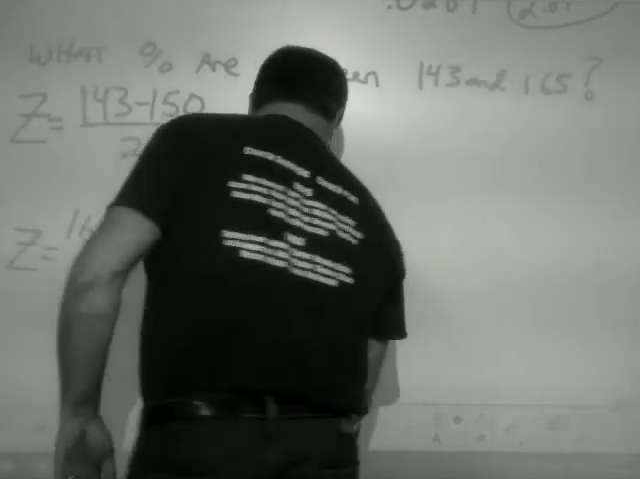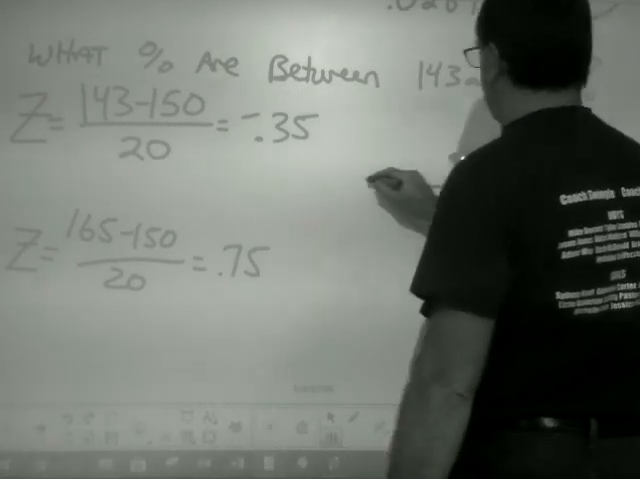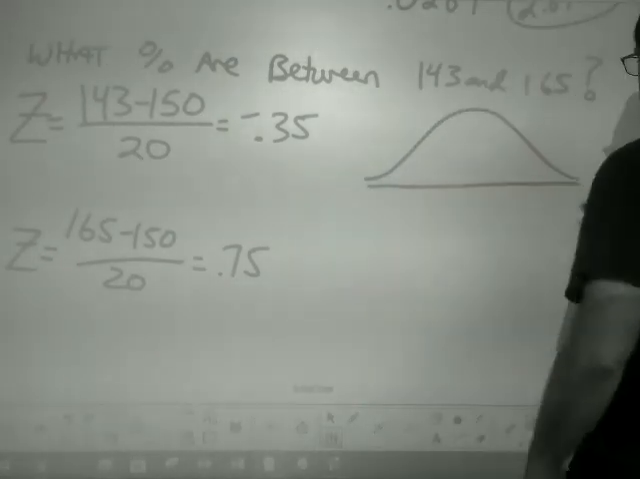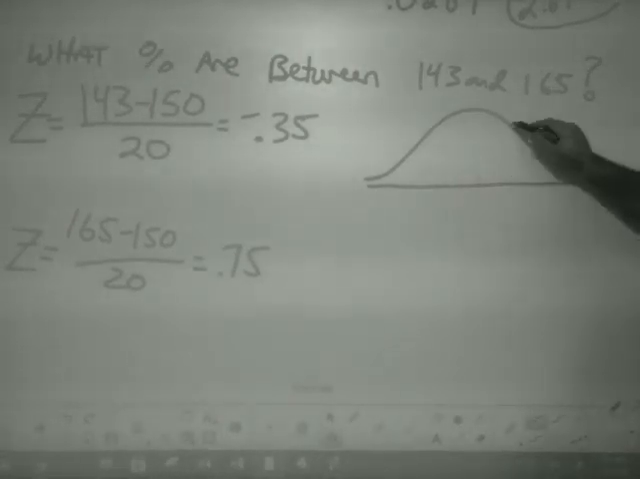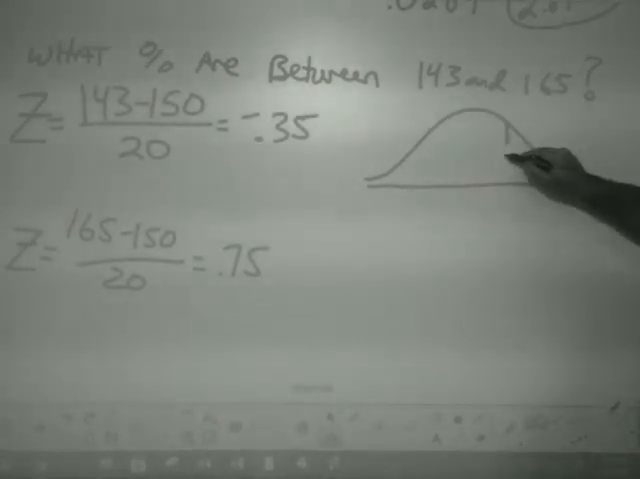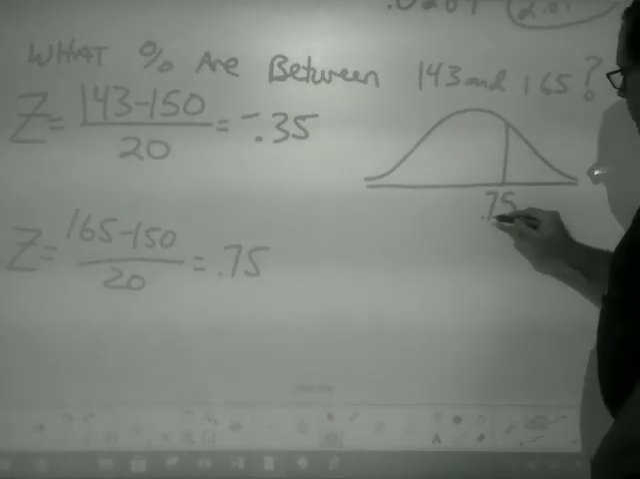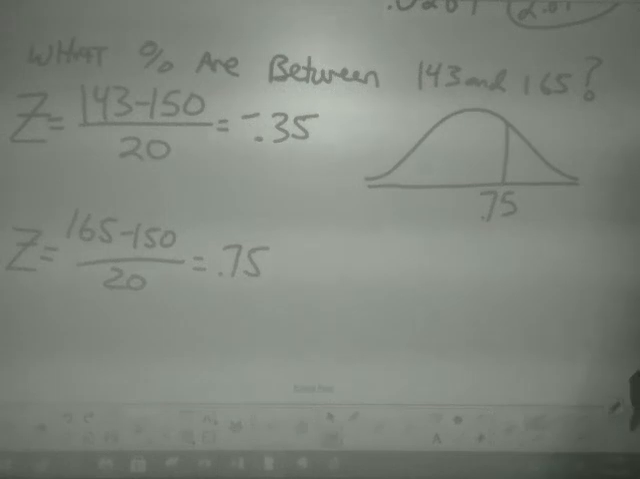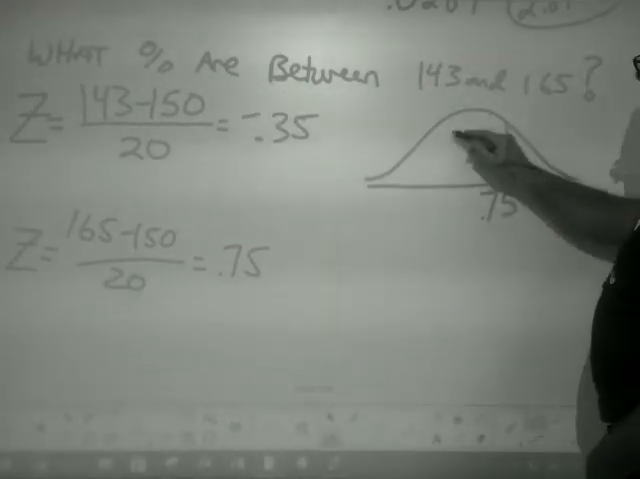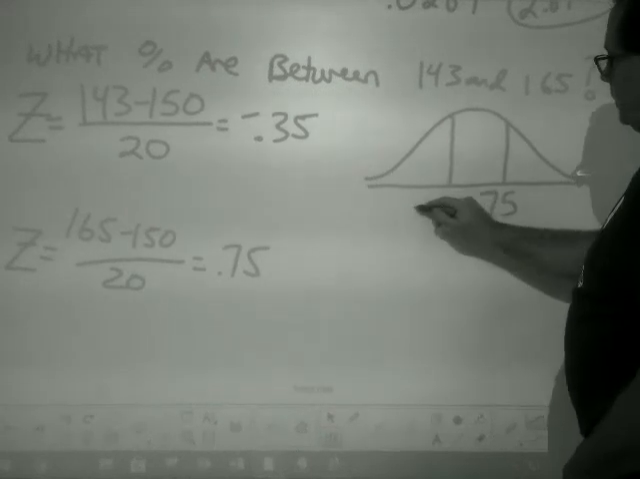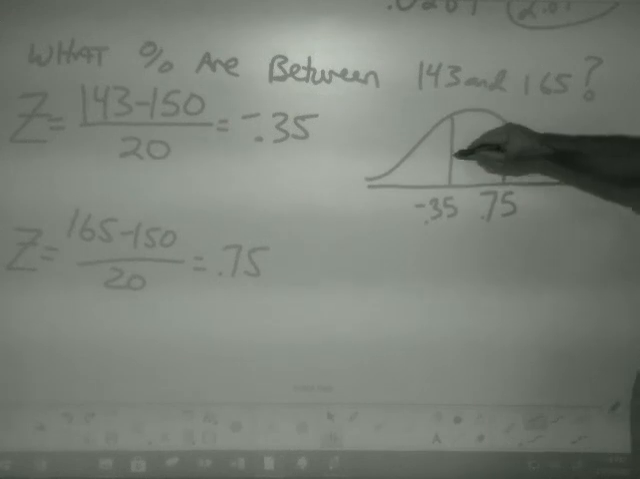So now I make my normal curve. You always, always, always have to draw a picture. Positive 0.75. Well, here's 0. Here's 1. So positive 0.75 is back in here somewhere. So positive 0.75. Negative 0.35. Well, here's 0. Here's negative 1. So that's back in here somewhere. Negative 0.35. And between would be in here.